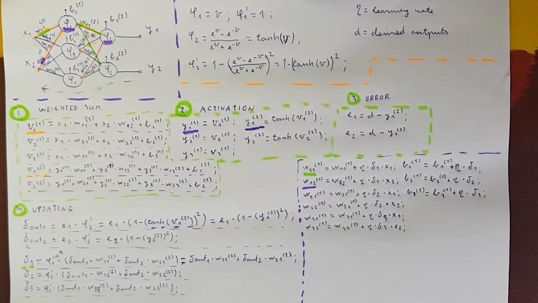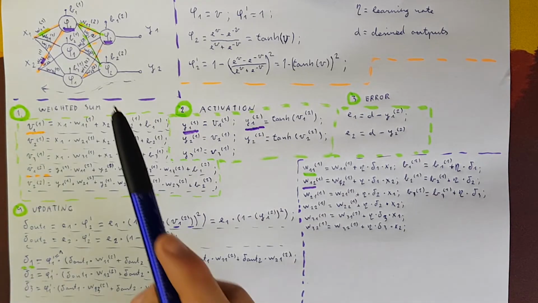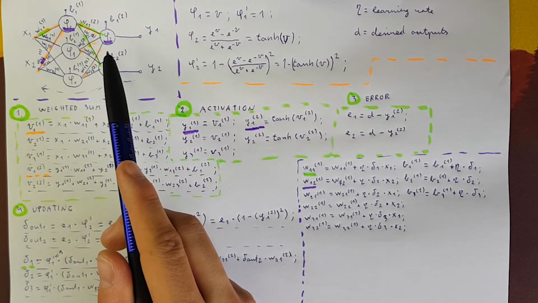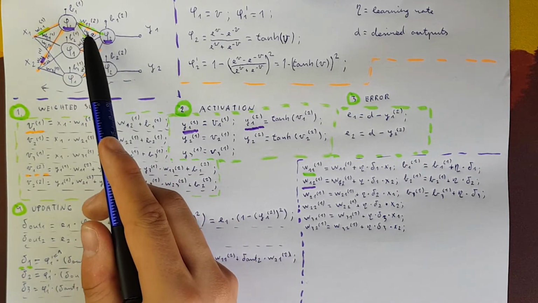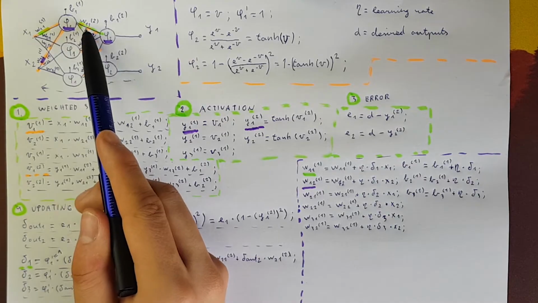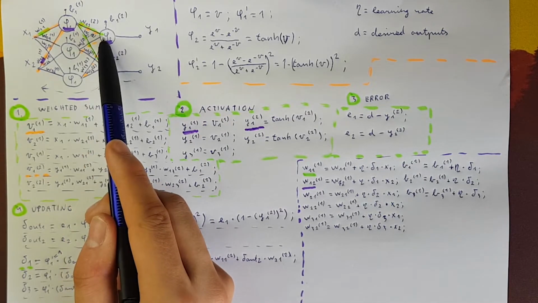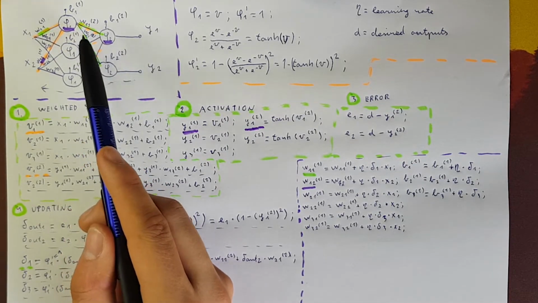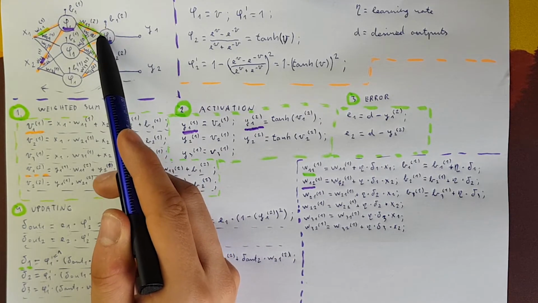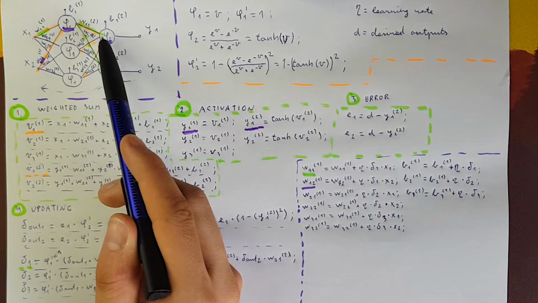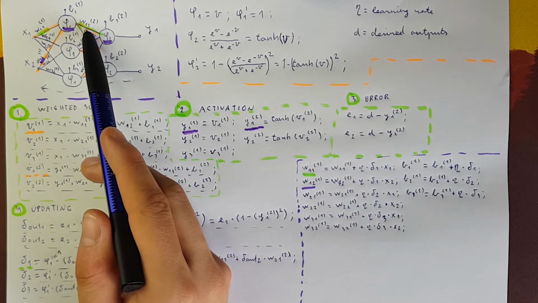It's time to update the weights for the second layer. And the logic is the same. We take the weight and we add the learning rate multiplied by the corresponding input of that connection for that weight and multiplied by delta of the corresponding neuron which it goes through.